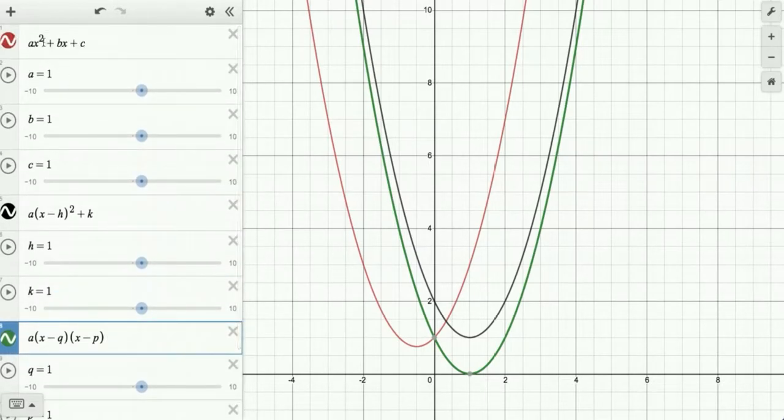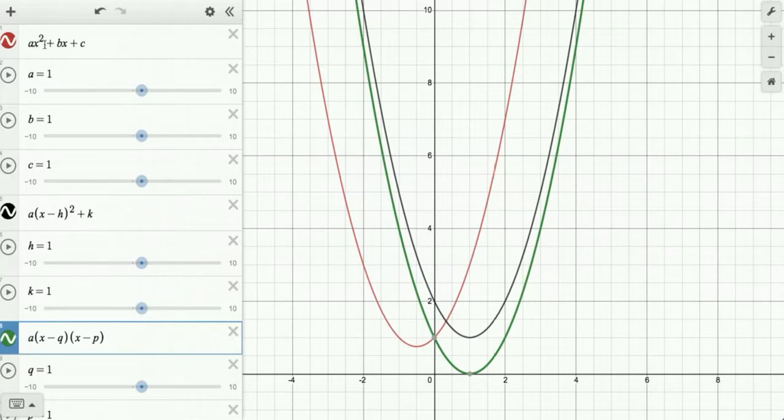And now we're going to try to look at all the letters in all these equations, so the A, the B, the C, H, K, Q, and P, what they all mean and how they affect the graph. So when you first see it, it might seem a little confusing, but they actually all have really specific meanings, which are not that complicated.